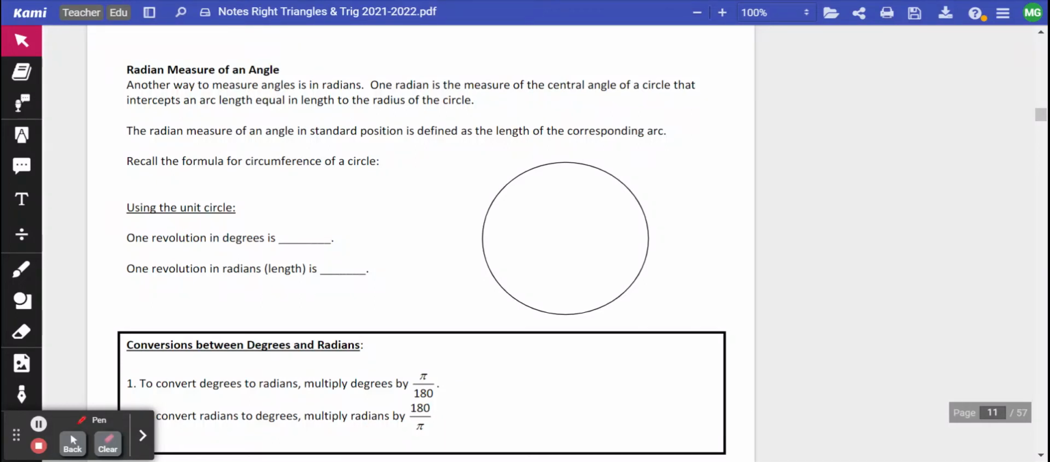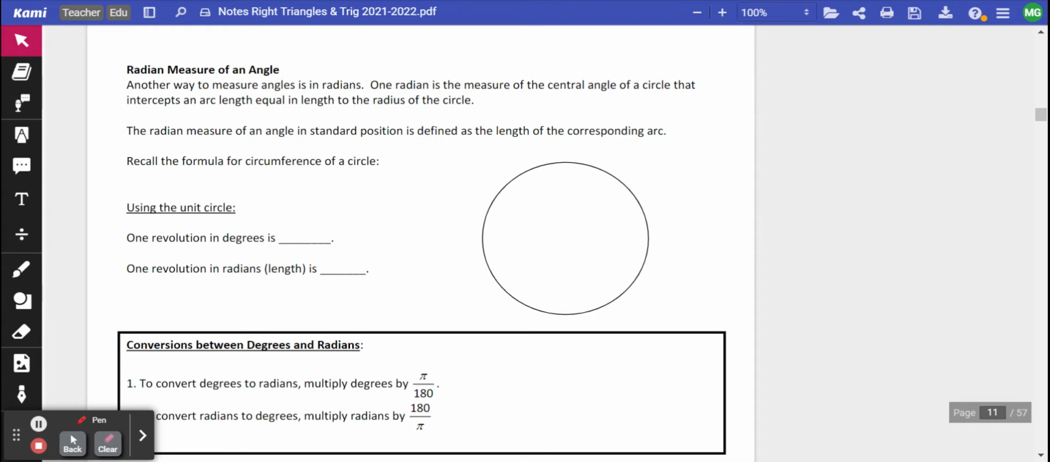Hi, everyone. What we're going to be talking about today is finding the radian measure of an angle and also coming from a radian measure of an angle and converting it back into degrees. So basically, there's more than one way to measure an angle.